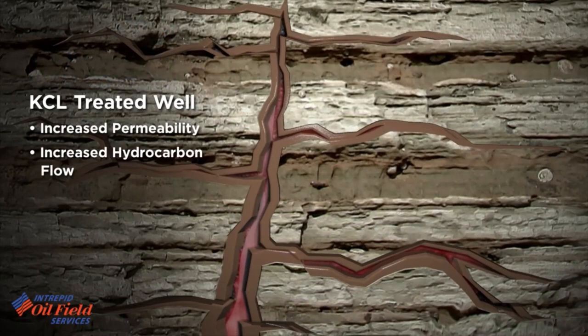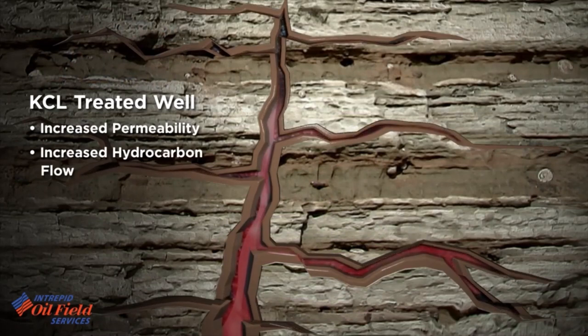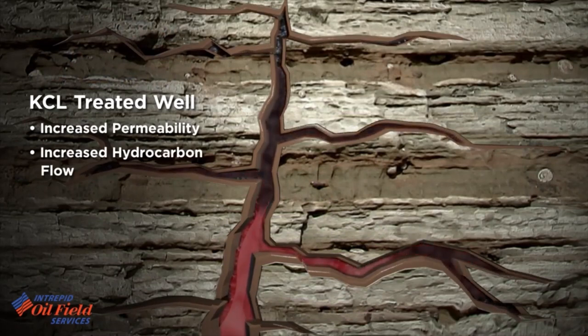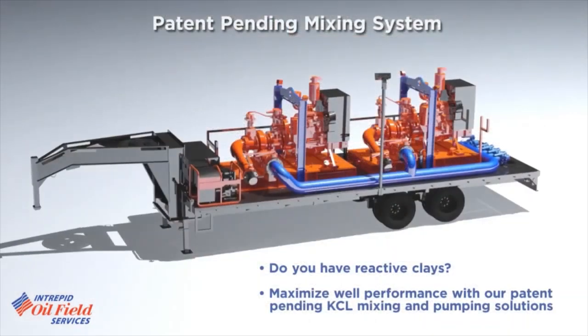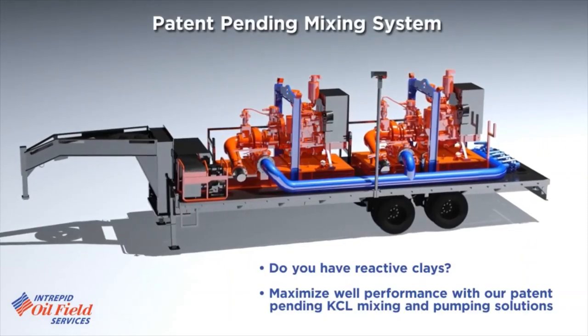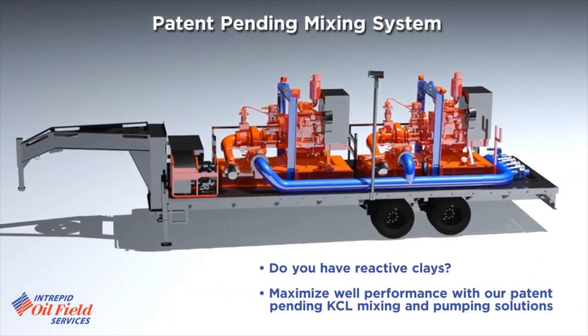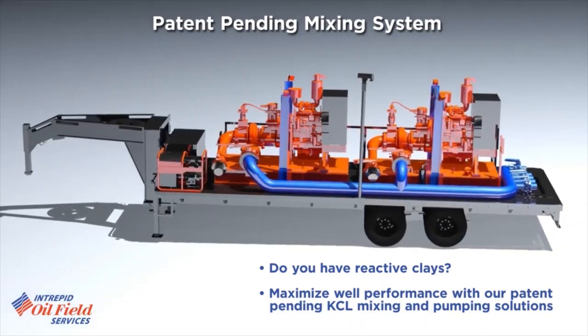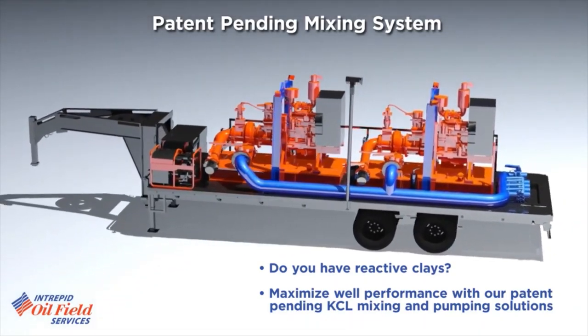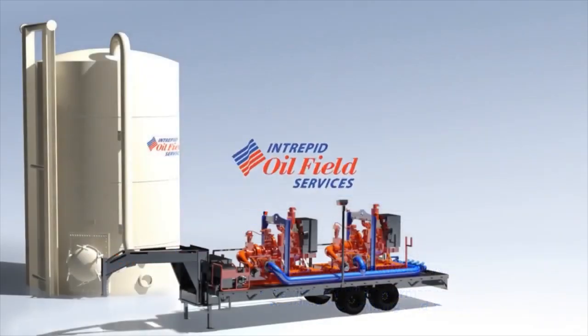This shrinking increases the permeability in the reservoir and ultimately improves IPs and flattens out decline curves, producing more robust wells. If you have reactive clays and want to maximize well performance, Intrepid Oilfield Services can mitigate wellbore damage by mixing and pumping KCl brines tailored to your rock properties using their patent-pending mixing system.